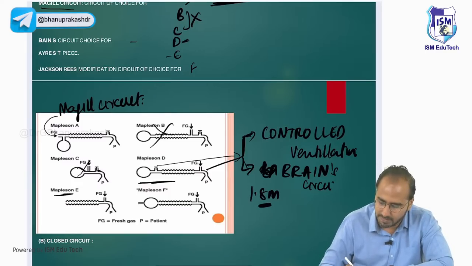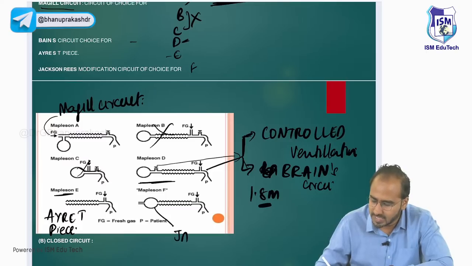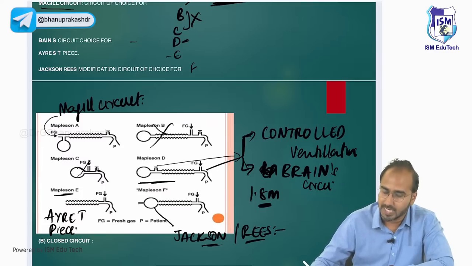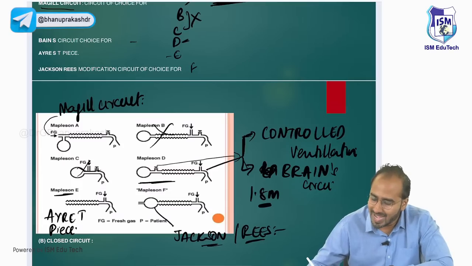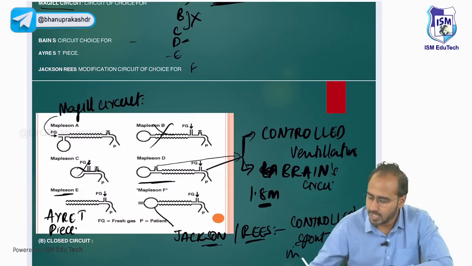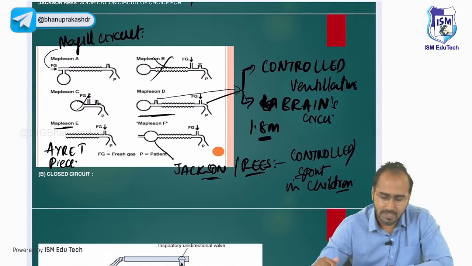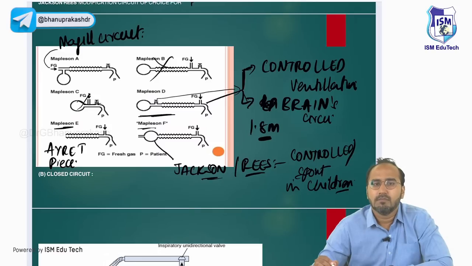Coming to the next circuit, Mapleson E. It is an incomplete circuit. It is called T-piece. Then this incomplete circuit was made complete by two guys called Jackson and Rees. That's why Mapleson F circuit is also called Jackson and Rees circuit. This is the circuit of choice for controlled as well as spontaneous ventilation in children. Basically, it's a pediatric circuit of choice. It is the best pediatric circuit.